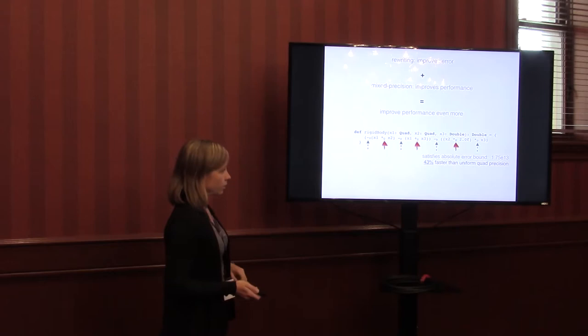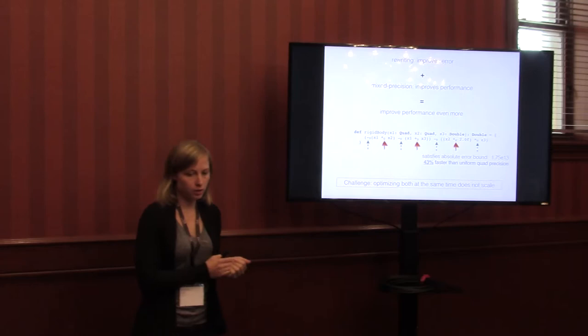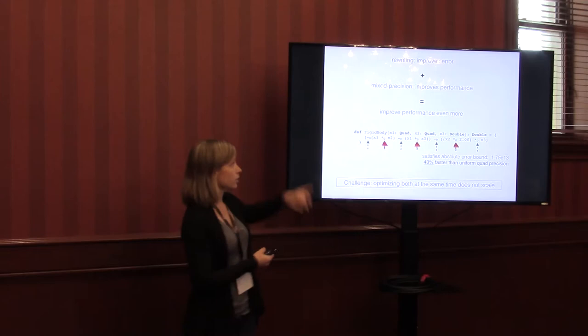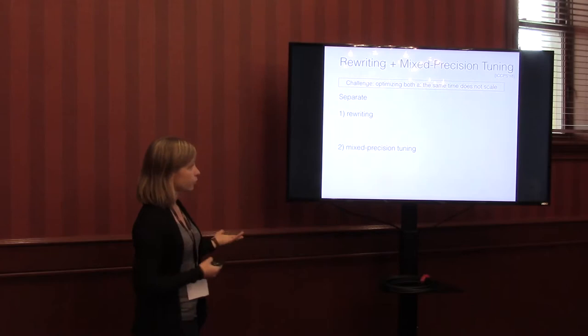Okay. So we were at optimizing this. We're optimizing for the errors. So we're improving the order of the computation, and then we're picking some data types. Ideally, we want to do both of them at the same time, because the rewriting influences how the mixed precision tuning will work, and vice versa. Unfortunately, doing both at the same time just doesn't scale. So we have to split them. We first do the rewriting, and then we do the mixed precision tuning.